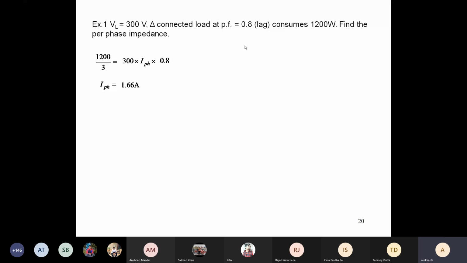So once you get the current, you can find out the absolute value of the impedance. What you know is the voltage across the phase, it is delta connected, and you also know the phase current. So you can find the absolute value of the impedance, which is 300 by I phase. So this is the absolute value of the impedance across the load. The angle is cos inverse of 0.8.